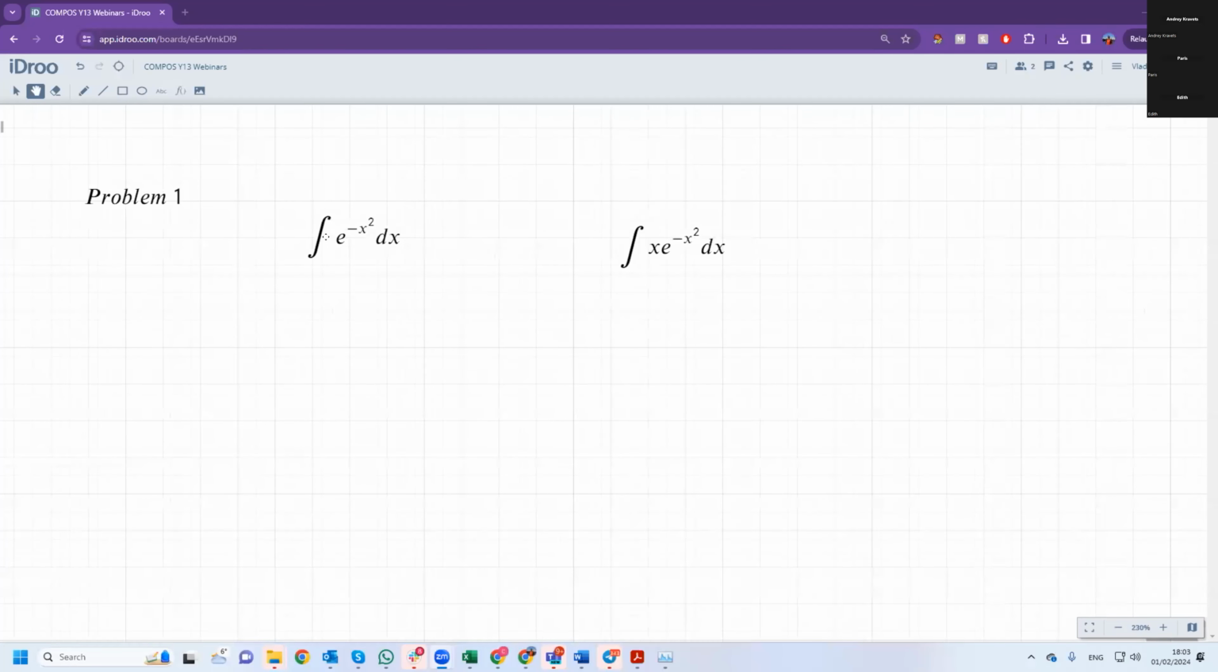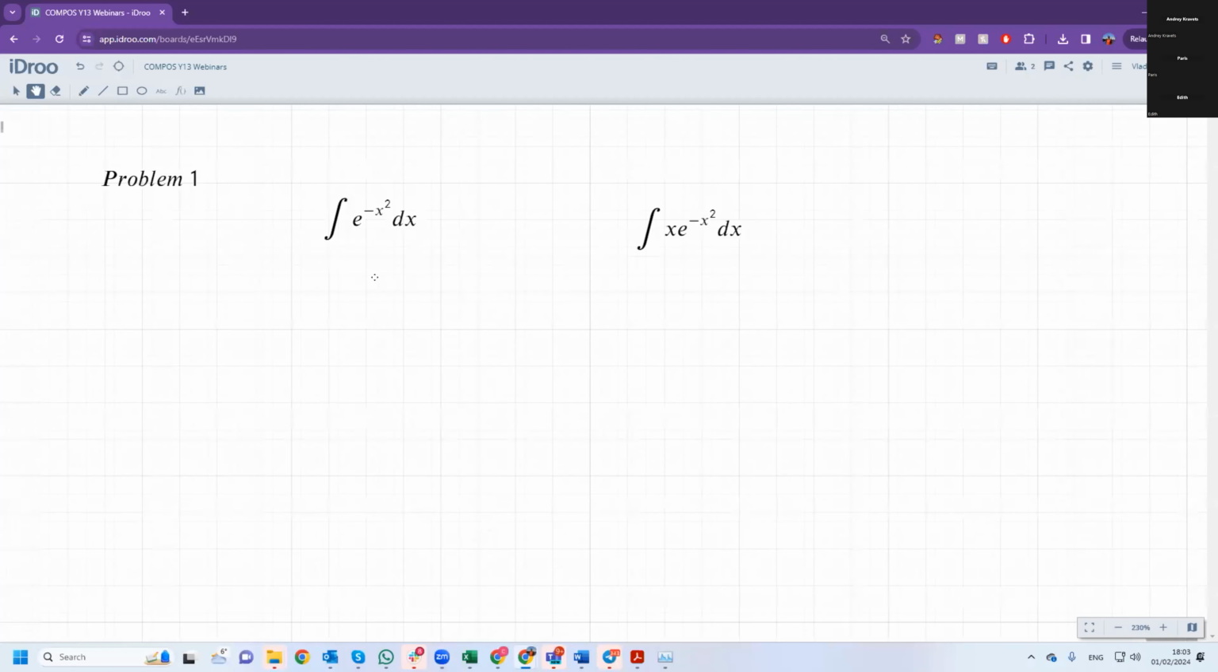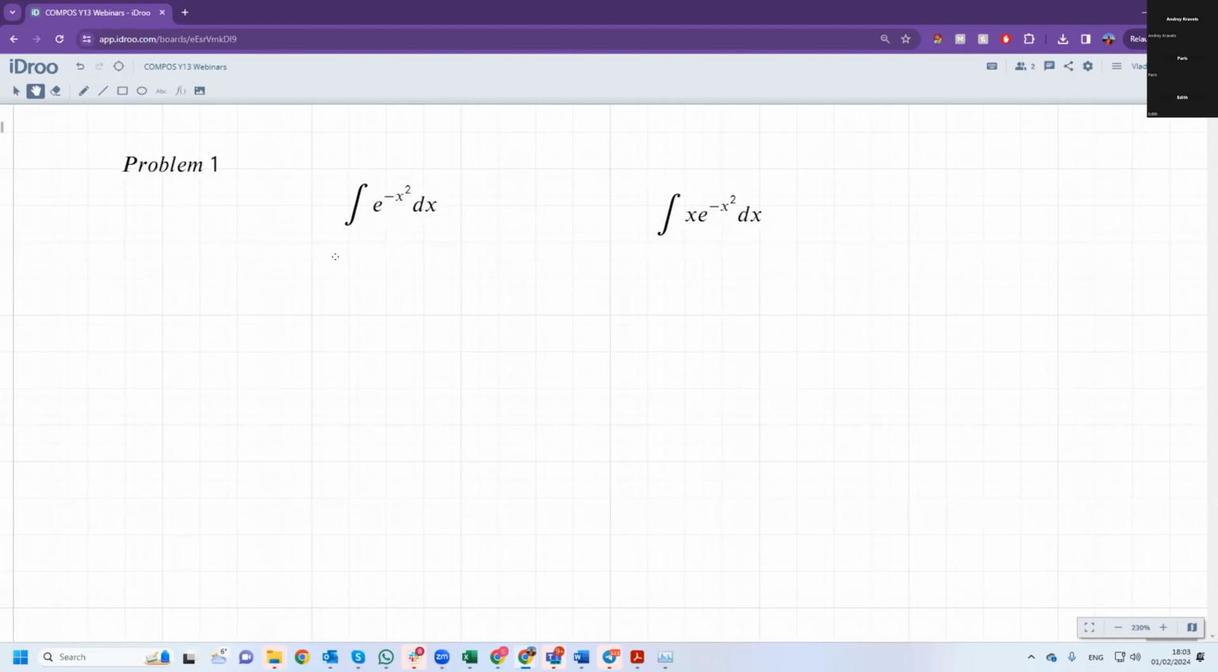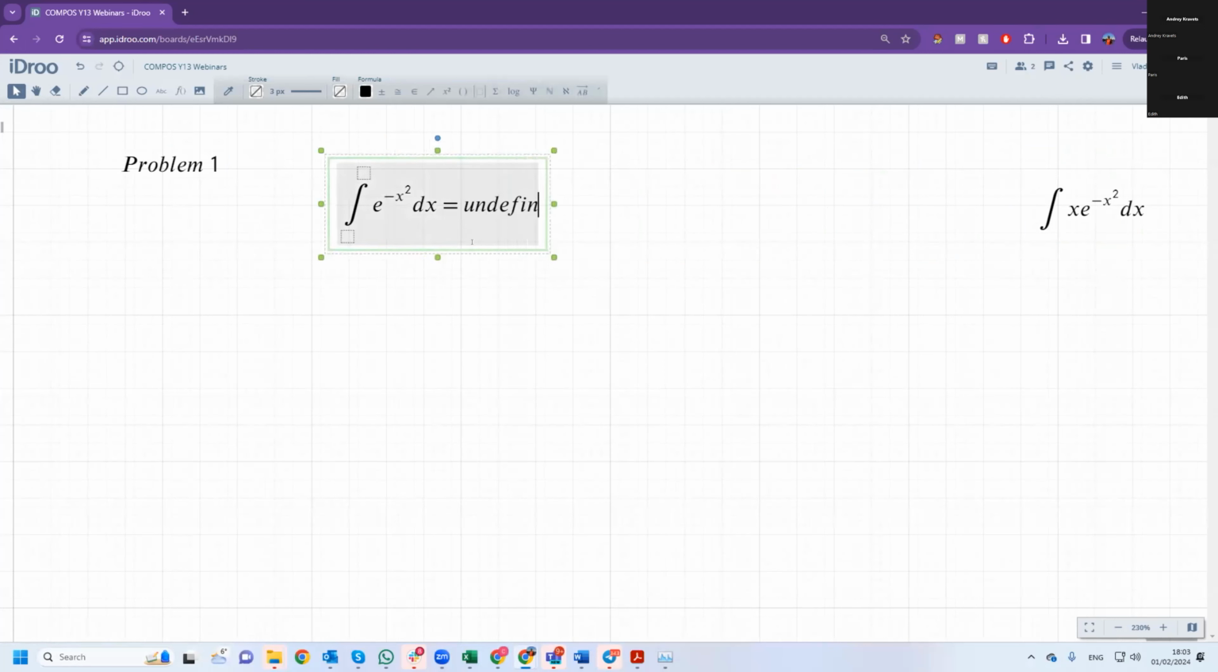First, let's talk about an integral which you are familiar with. It's the integral of e to the power minus x squared dx. The interesting thing about this integral is that it doesn't exist. The indefinite integral of this function is undefined.